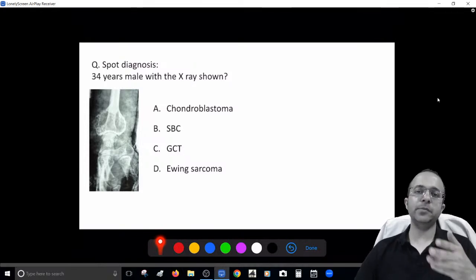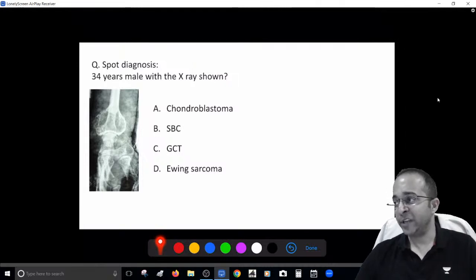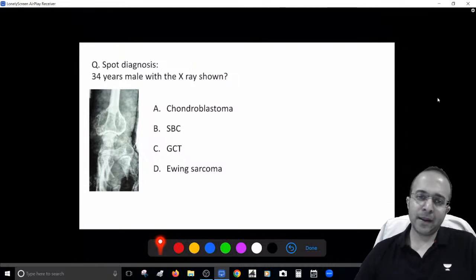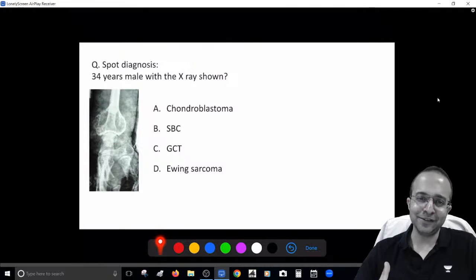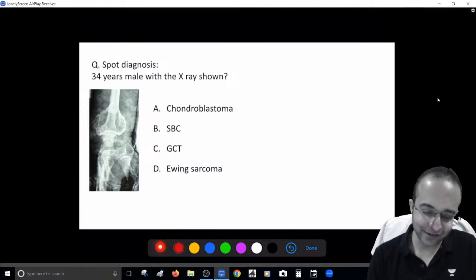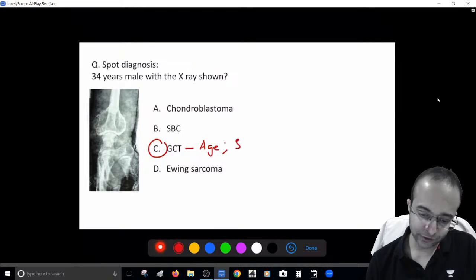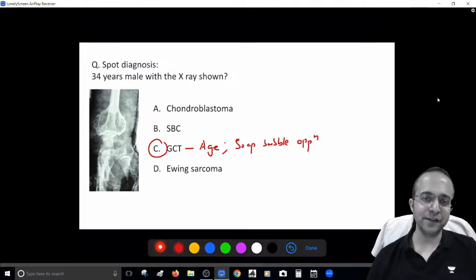Now this is a picture that has been doing the rounds in so many exams. I think looking at this picture, you can tell me what appearance is this and what is the diagnosis. It's a spot diagnosis. So a 35 years old male has come to you with this picture. So what is the answer here? Yes, this is GCT. So age is helping you out, and soap bubble appearance is helping you out. So that's what's telling you this is GCT.